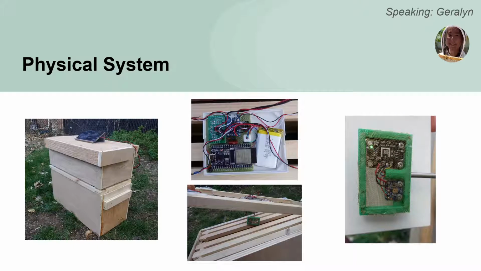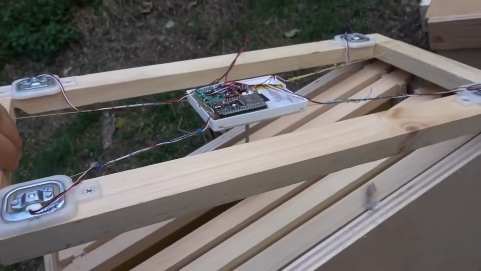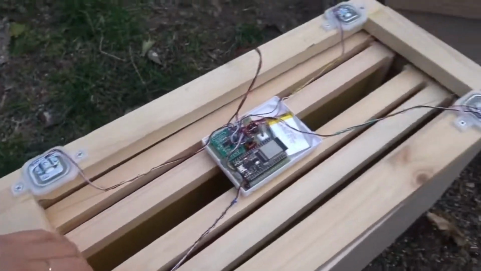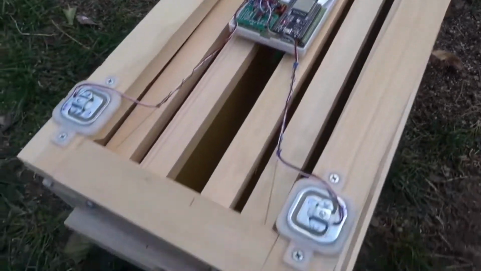The physical hive system that we built consists of a sensor module placed between the hive boxes and is kept charged using a solar panel mounted to the top of the hive. Installation of the sensor module is quick and easy. Simply insert the protruding piece between the hive frames.